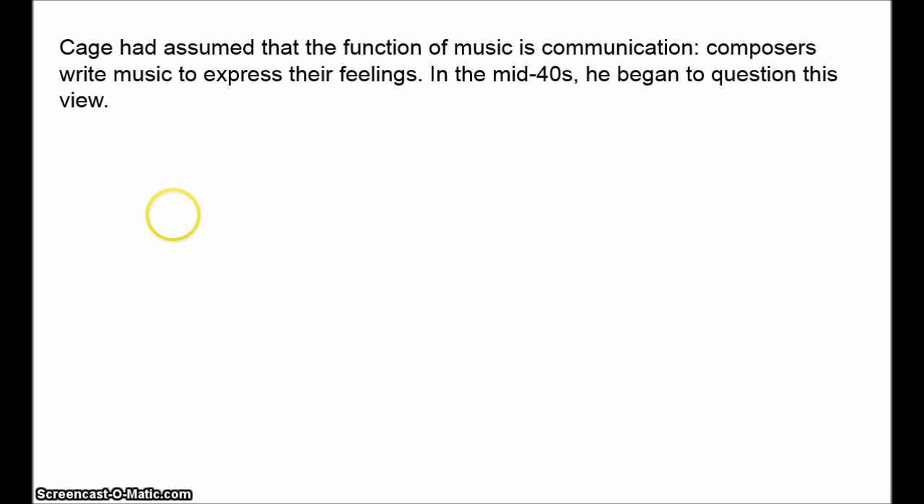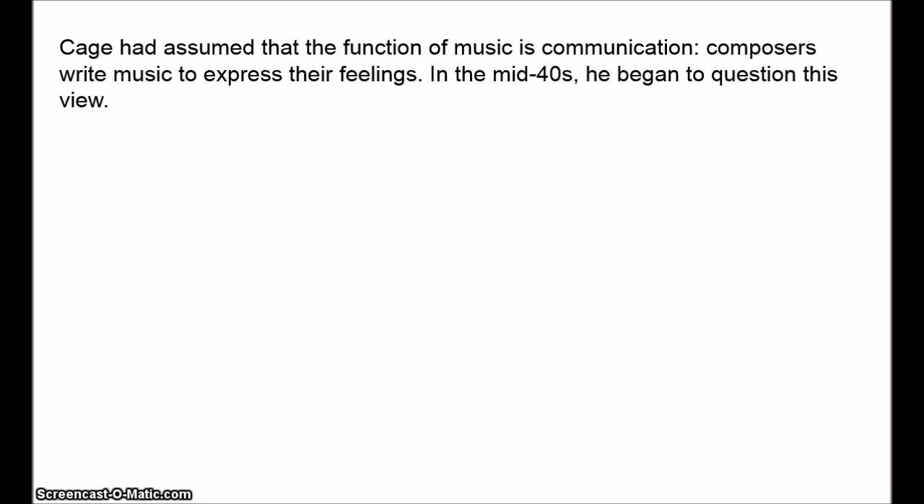All the critics seemed to think it was a bit light-hearted, maybe even a joke. And this was a serious artistic blow to Cage. He'd always assumed that the function of music was communication. Composers write music to express their feelings. But Cage was having these very strong feelings. He was pouring them into his music, and nobody was getting it.